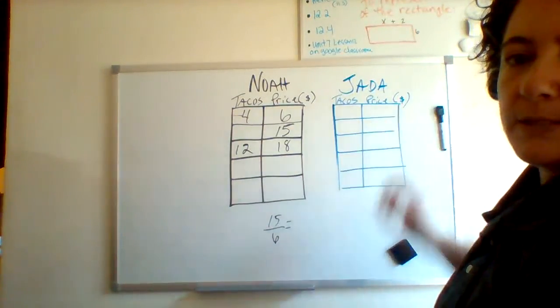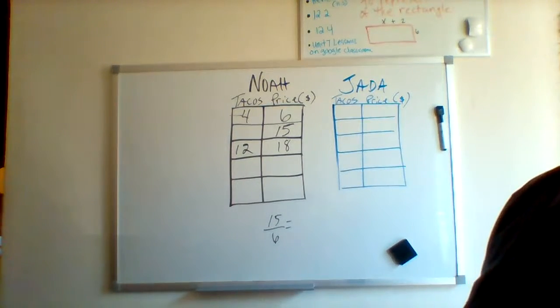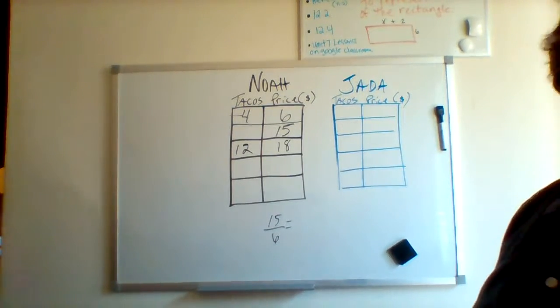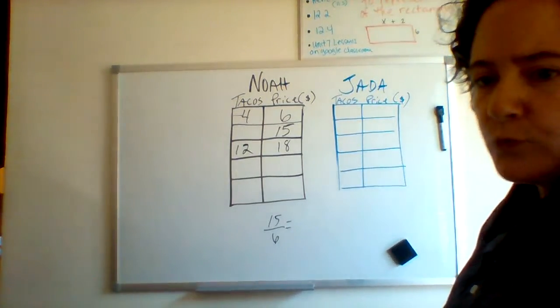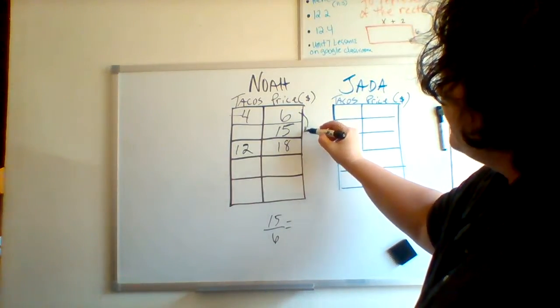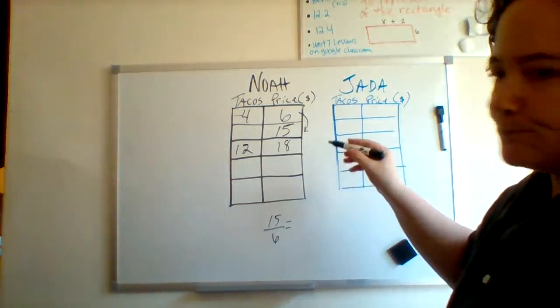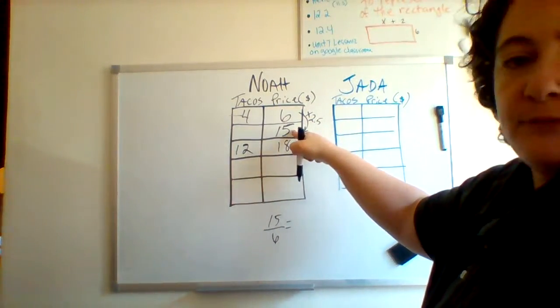What's 15 divided by 6, folks? Hopefully you get 2.5. So that means that if I take 6 and I multiply by 2.5, I get 15.